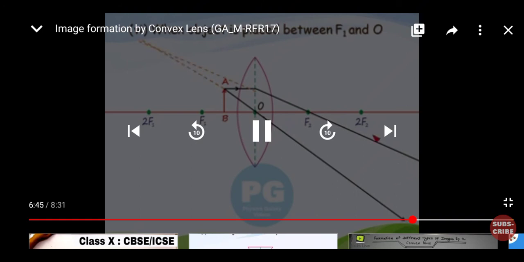So, these two refracted rays appear to meet at this point, and we draw a perpendicular from this point to the principal axis, and we say this is A'B', which is a virtual image of the real object AB. So we say the image is virtual and direct, and it is magnified.